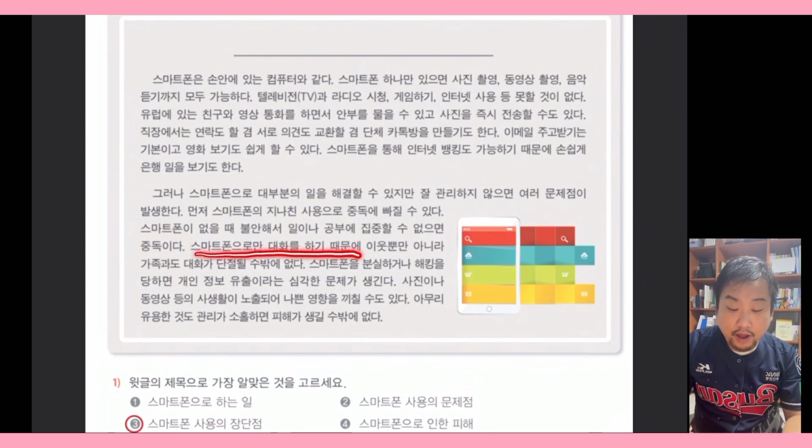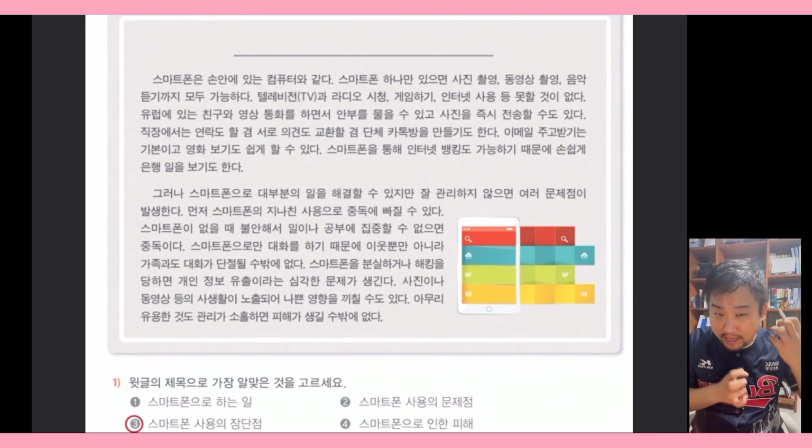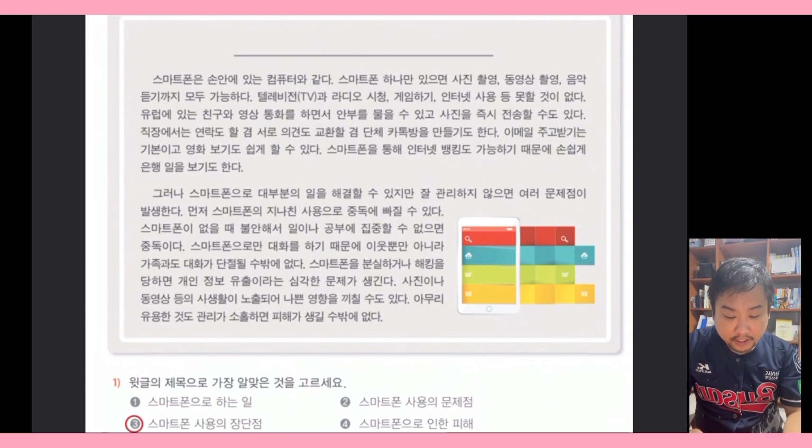스마트폰으로만 대화하기 때문에, conversation only by smartphone, 이웃뿐만 아니라 neighbors, not only neighbors but also family도 대화가 stop. There is no more conversation between family, not only neighbors but also your family members. There is a stop of conversation. So blah blah 수밖에 없다. It's cannot help but. So you cannot help but have no talking between family members. 스마트폰을 분실, is lost.